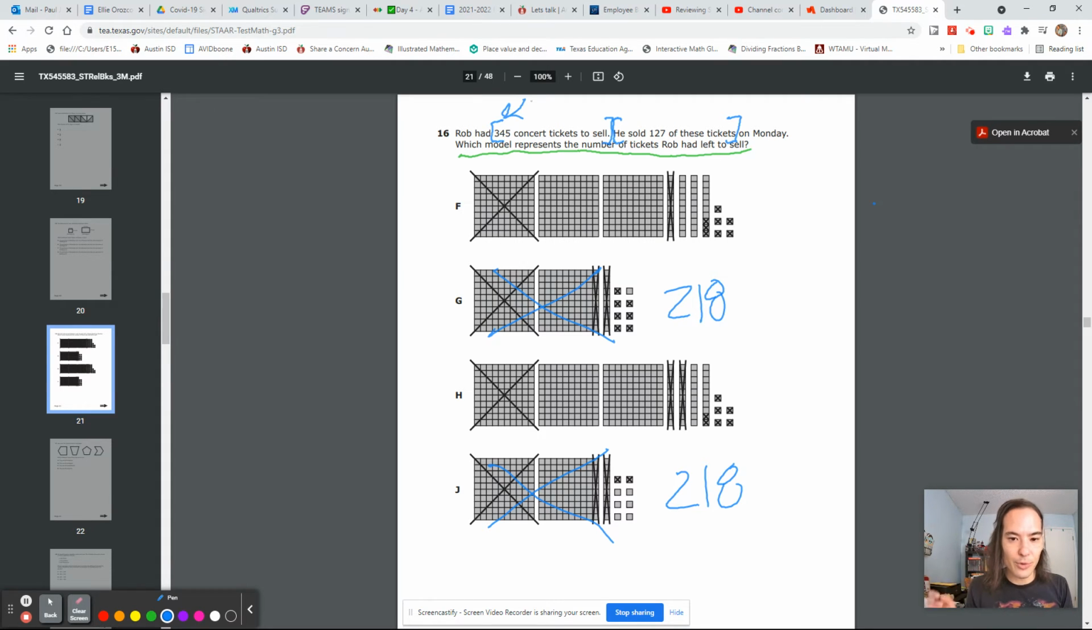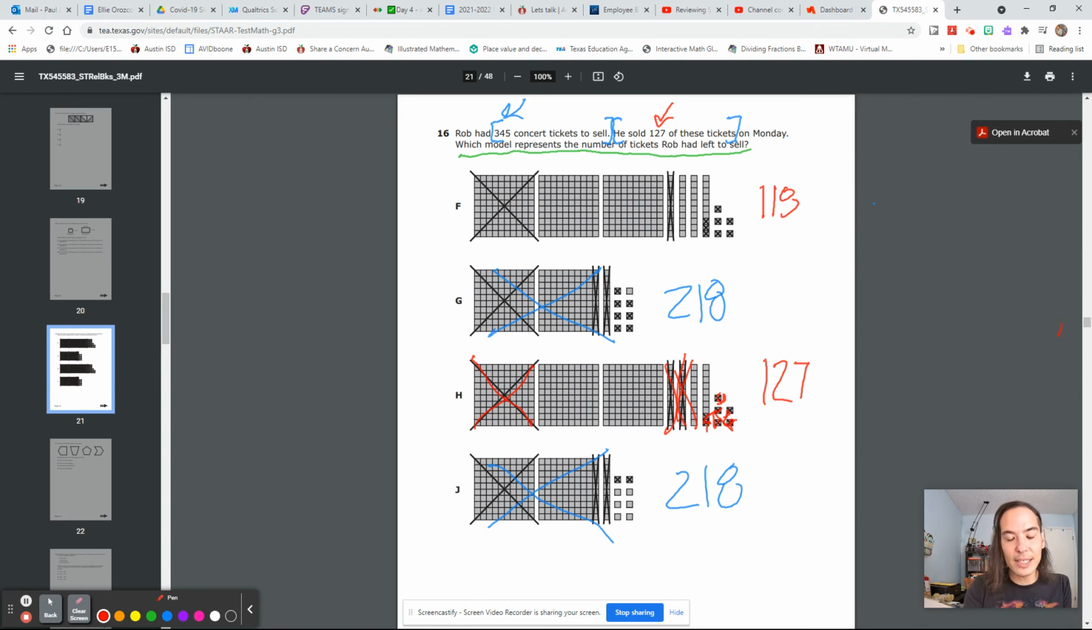We need to start with 345 and take 127 away. So let's see, which one takes 127 away? 100, 10, 1, 2, 3, 4, 5, 6, 7, 8. That one took 118 away. We're looking for one that took 127 away. Here we have 100, 10, 20, 1, 2, 3, 4, 5, 6, 7. We have 100, 2 tens, and 7 taken away. So this one shows we started with 345, we took away 127, and our answer would be what we have left over.